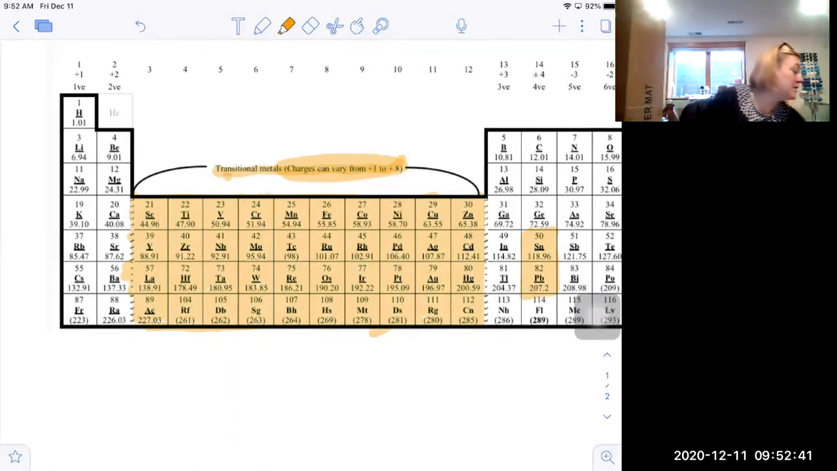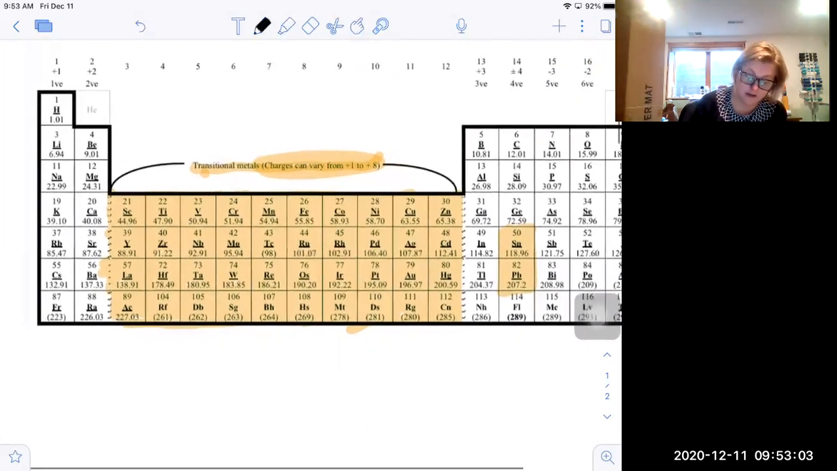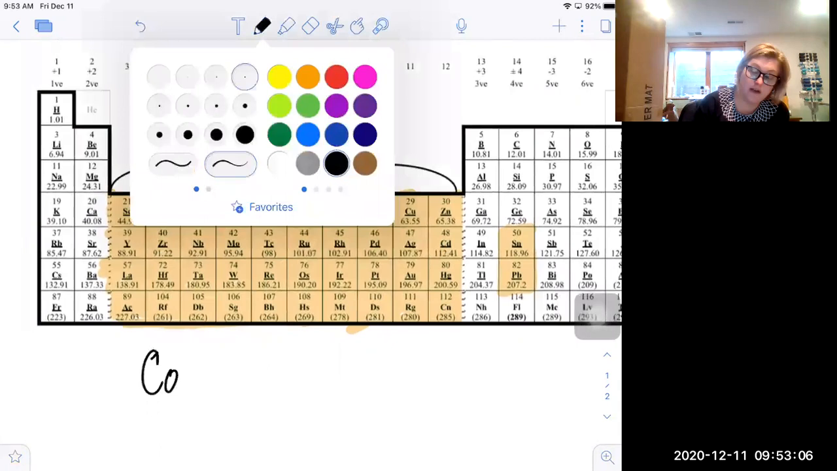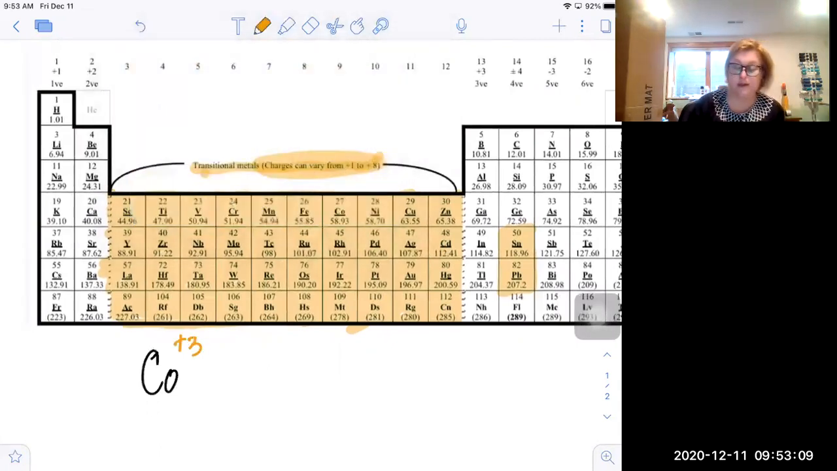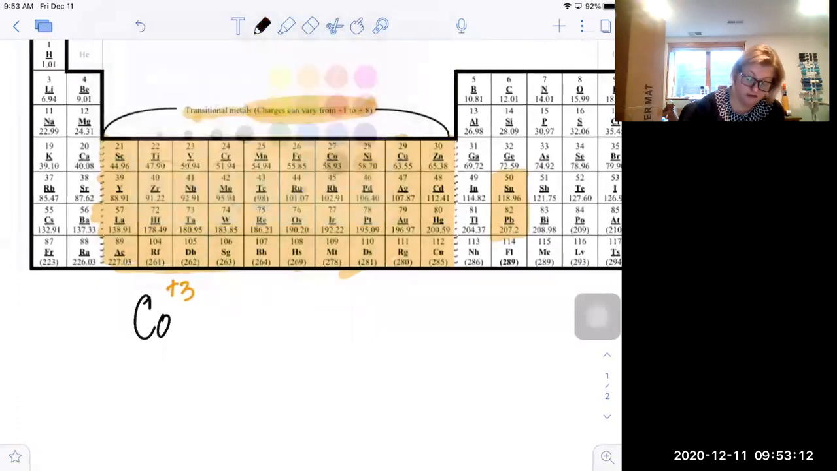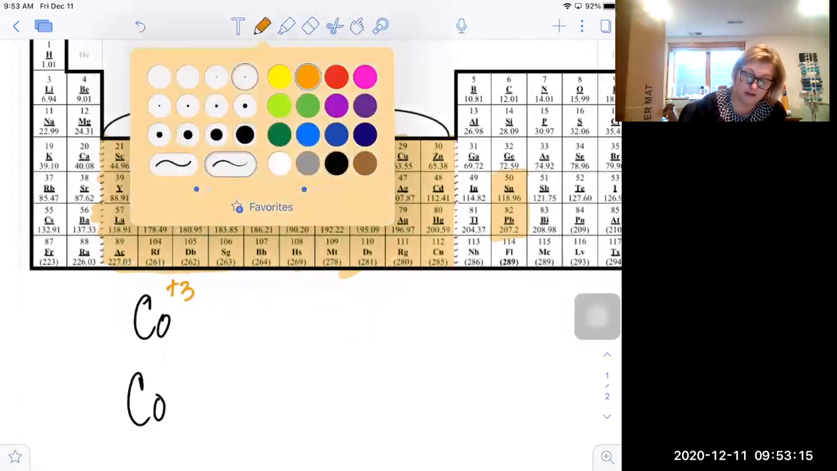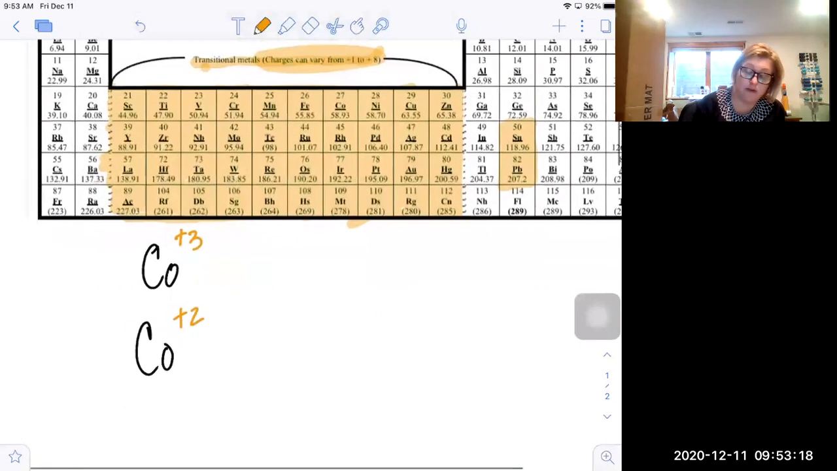This is very similar to what we just did in the previous video, except that we need to include a Roman numeral. So let's say we are going to take, I don't know, this one. Let's take cobalt. Cobalt's right here. I'm going to give cobalt a +3 charge. Cobalt could also be a +2 charge. We could even have a cobalt with a +4 charge.